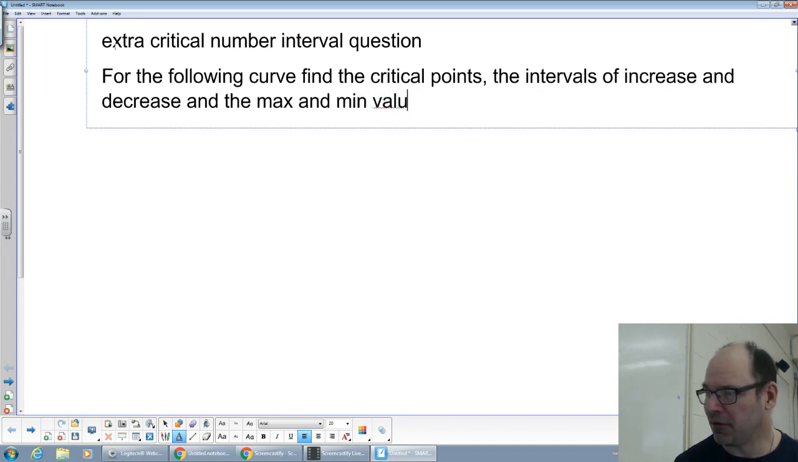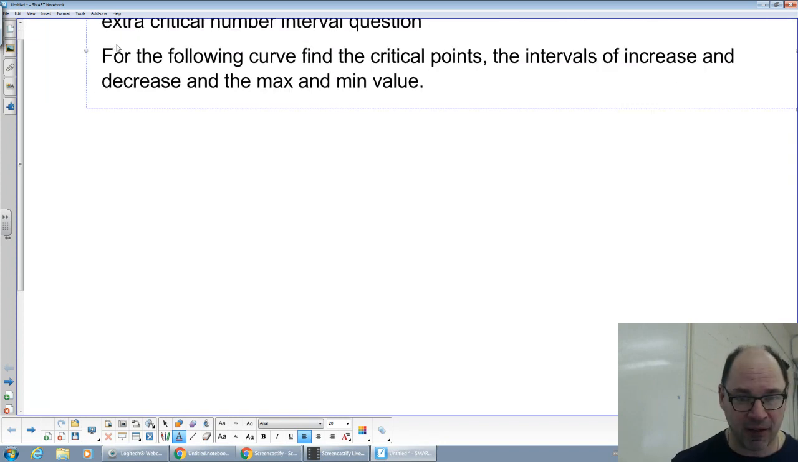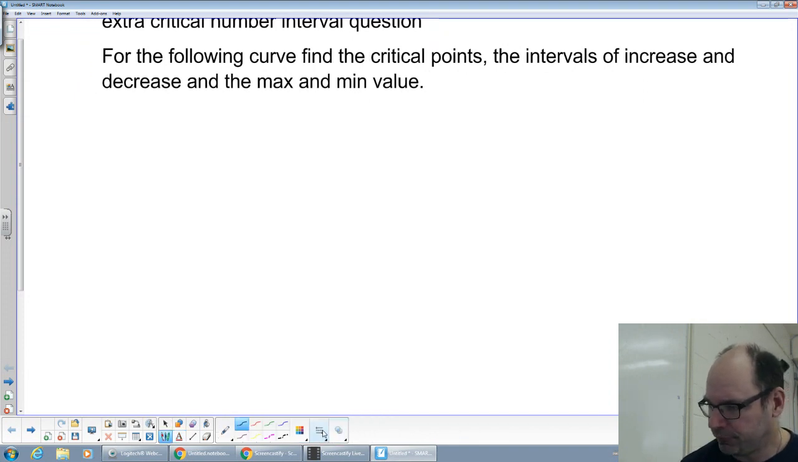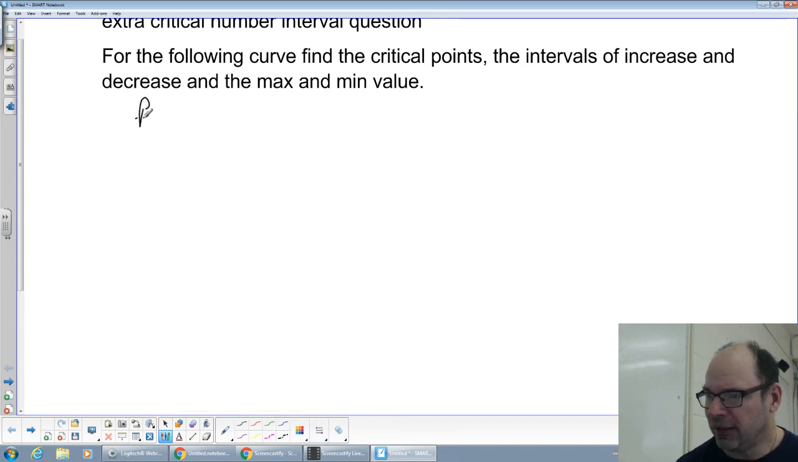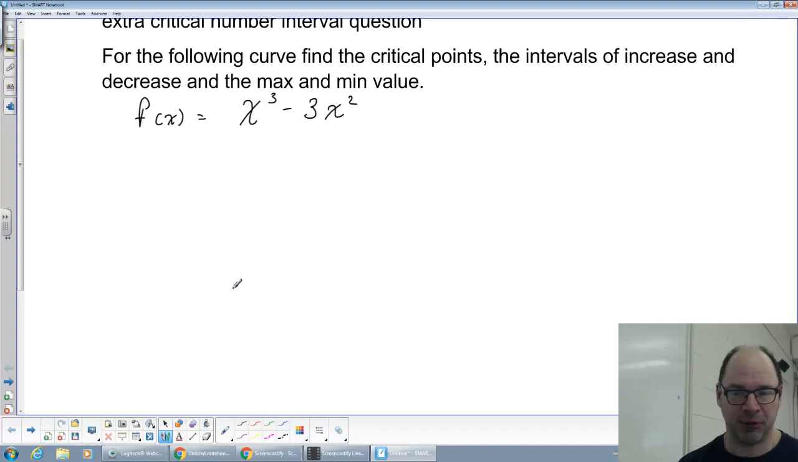Okay, I didn't do specifically intervals of increase, decrease, so I'm going to throw one in here. Let's do a simple curve. Let's do f of x equals x cubed minus 3x squared. That should be a nice, easy one. Hopefully I didn't do that one already. Let me just double check to make sure I didn't. Okay, it did not.